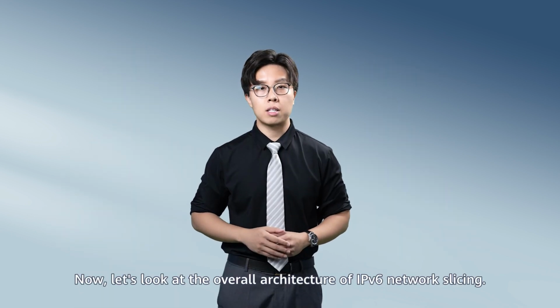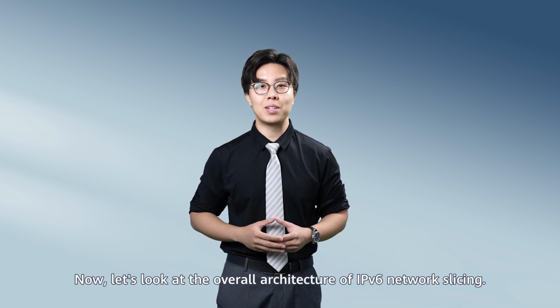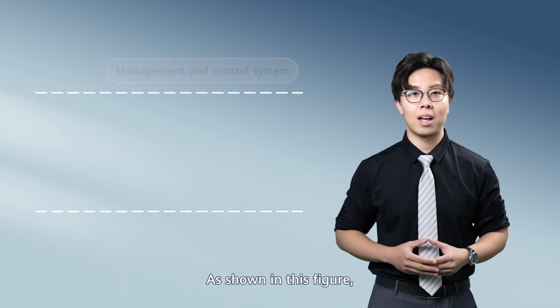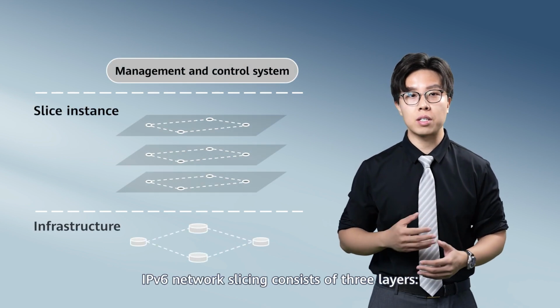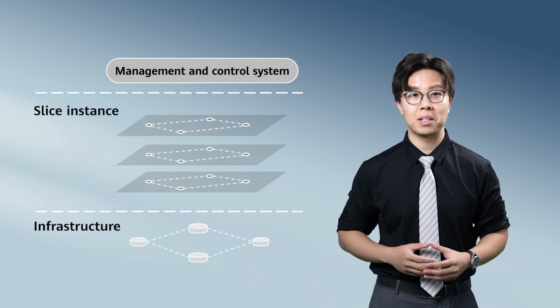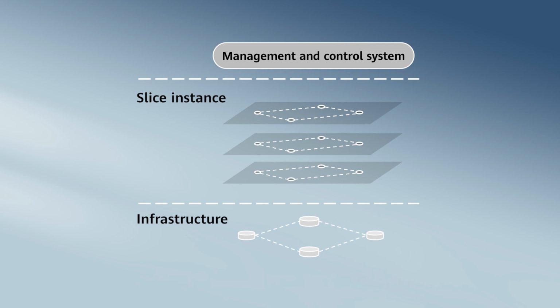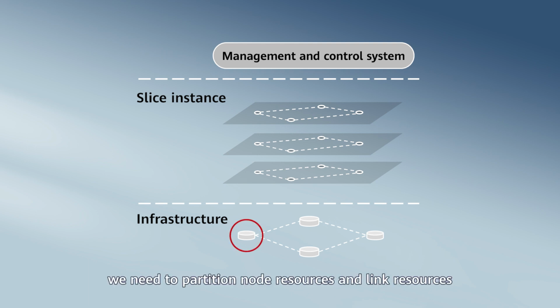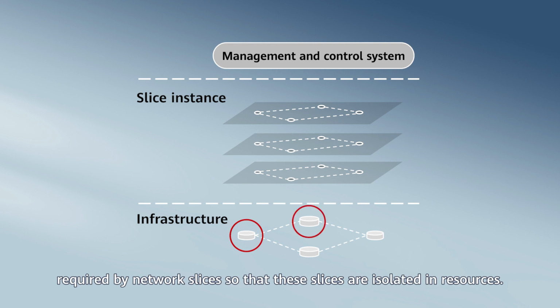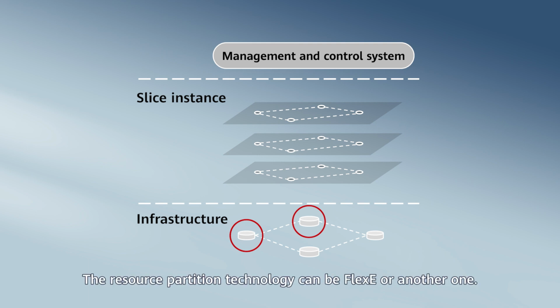Now, let's look at the overall architecture of IPv6 network slicing. As shown in this figure, IPv6 network slicing consists of three layers. At the bottom is the network slicing infrastructure layer, which provides on-demand resource partition and isolation capabilities for network slicing. At this layer, we need to partition node resources and the link resources required by network slices so that these slices are isolated in resources. The resource partition technology can be FlexE or another one.